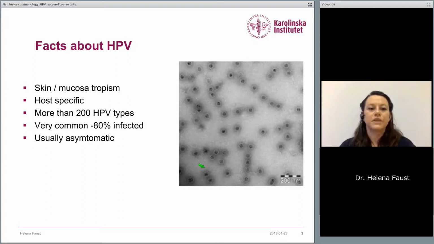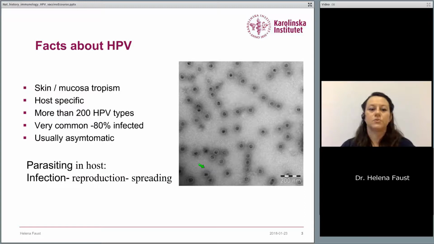Here are some facts about HPV. These viruses have skin and mucosal tropisms. They are very host specific. That means that humans shouldn't be getting any viruses from animals. There are at least 200 human papillomavirus types already discovered, and that means they are very common viruses, and more than 80% of the population is infected with at least one type during their lifetime. But the good news is that usually this infection is asymptomatic and doesn't cause any disease.